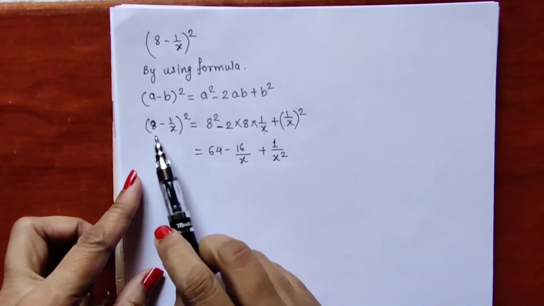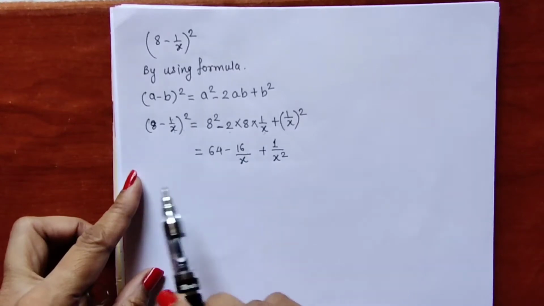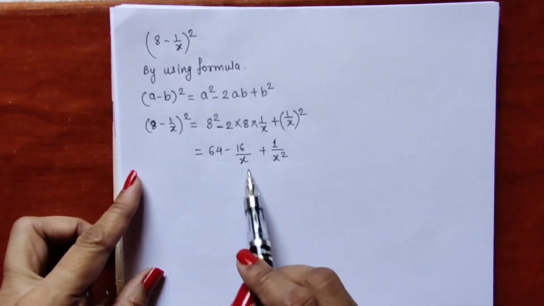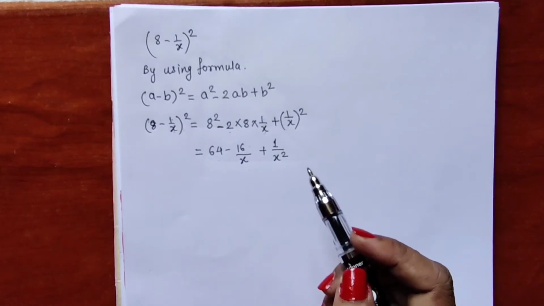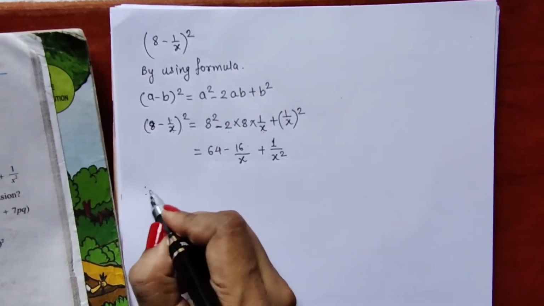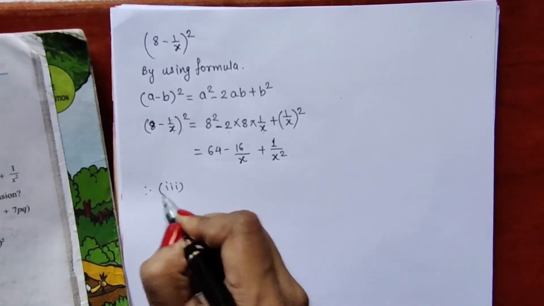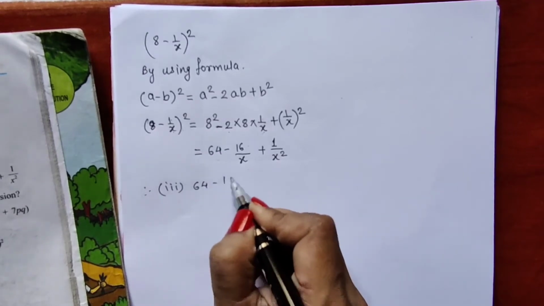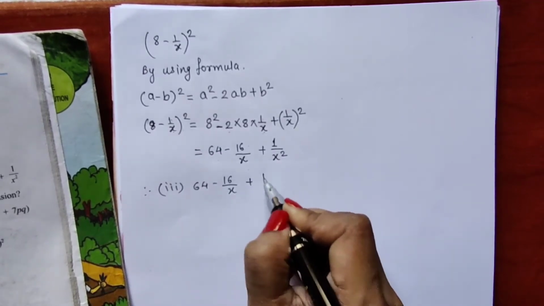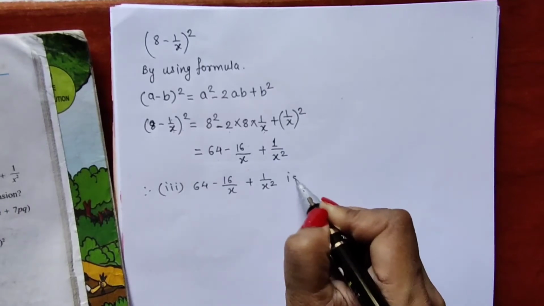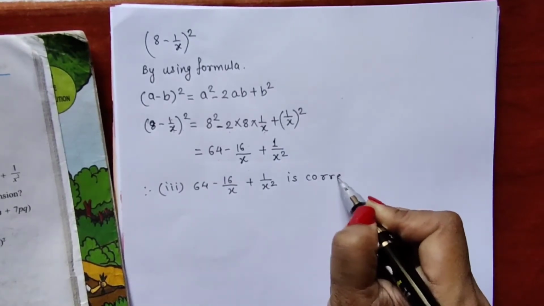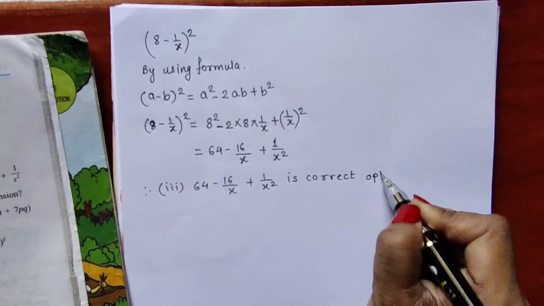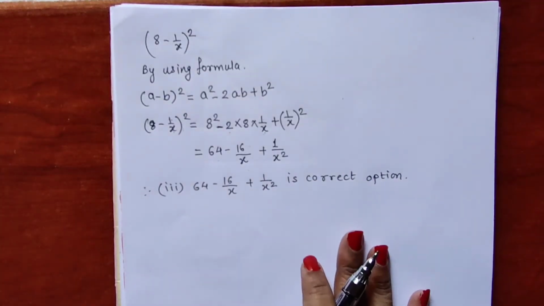So in this way expansion of (8 minus 1 upon x) whole square is 64 minus 16 upon x plus 1 upon x square. So the correct option from these given 4 options is third option. So option number 3. Therefore option number 3, 64 minus 16 upon x plus 1 upon x square, is the correct option. Okay, so in this way you can write the answer.